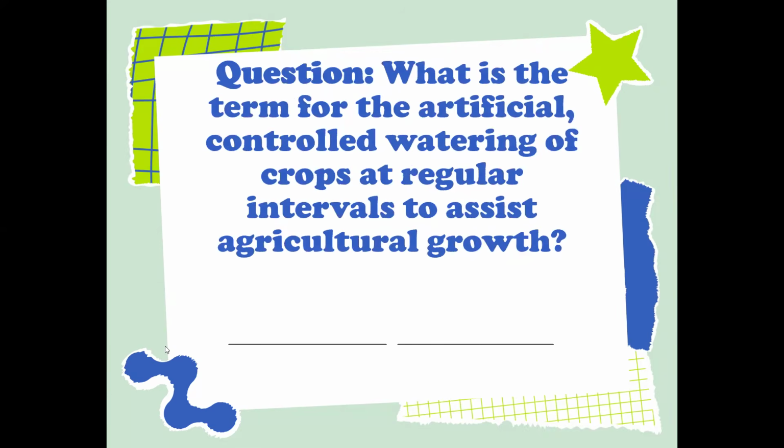Next, what is the term of the artificial controlled watering of crops at regular intervals to assist agricultural growth? That is, the answer is irrigation.